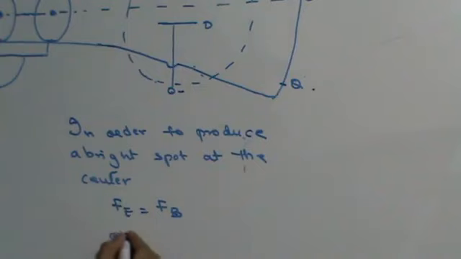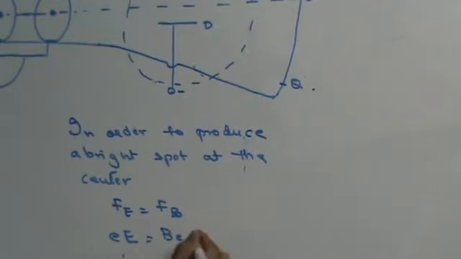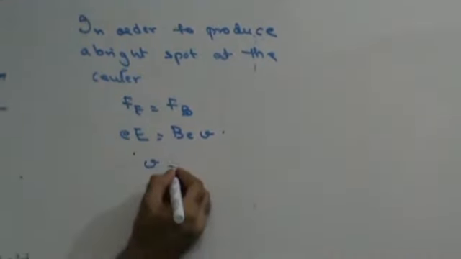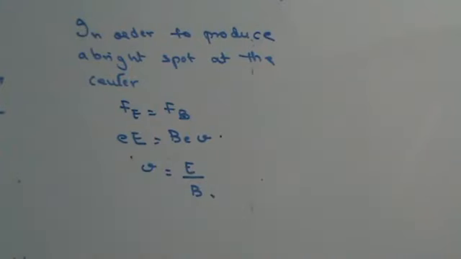FE is going to be E into e. FB is going to be nothing but BeV. e and e get cancelled. This is velocity. Therefore, the velocity of the electron is nothing but the strength of the electric field upon the strength of the magnetic field, V = E/B. Fine. That's how you find out the velocity with which the electron is moving.